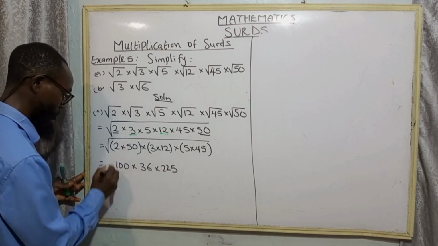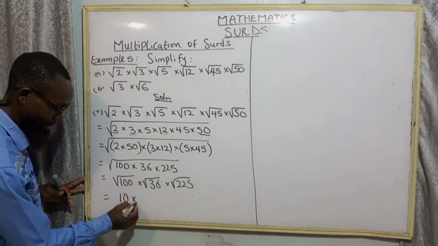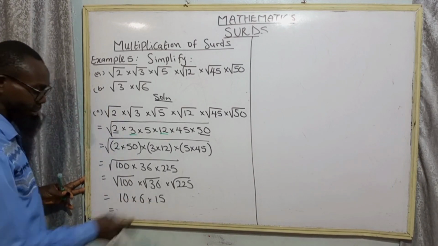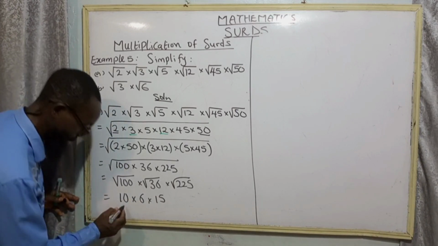So the square root of 100 is 10, times 6, times 15. So 10 times 6 we have 60. 60 multiplied by 15 we have 900.